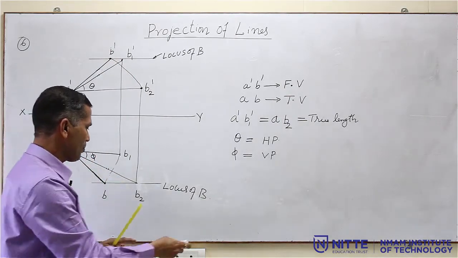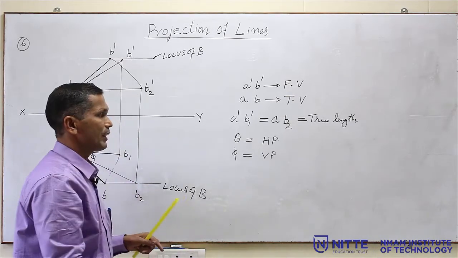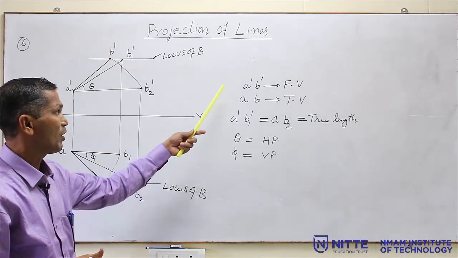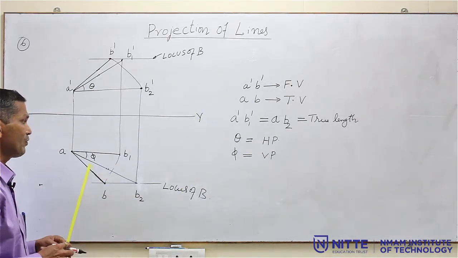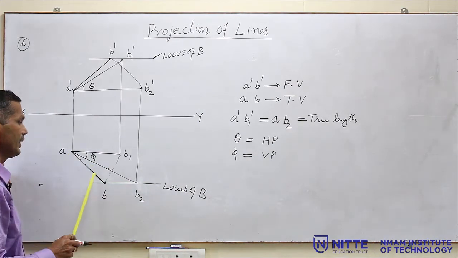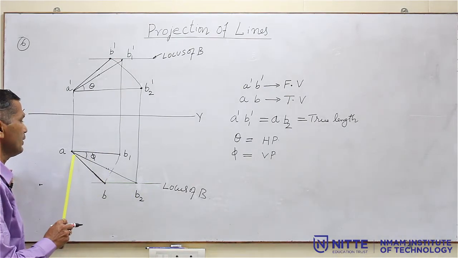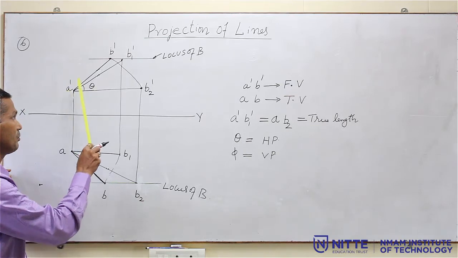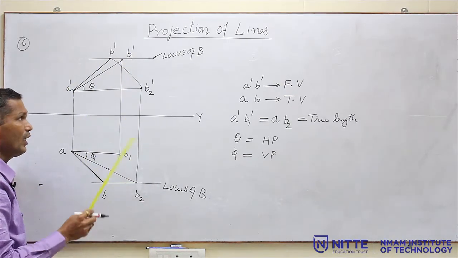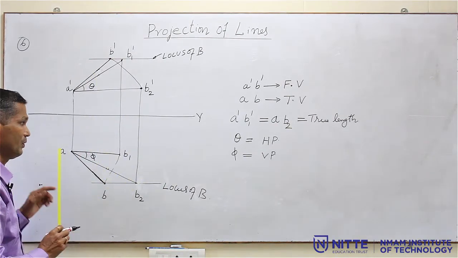Now, in the problems they will give some information. They may not give the true length in all the problems. They may give the front view and top view lengths. The front view of a line AB is 100 mm. That means this length is given, and you have to find the true length. True length means this AB2 or A dash B1 dash. Then how to manipulate it, how it is obtained, the relations between all those.